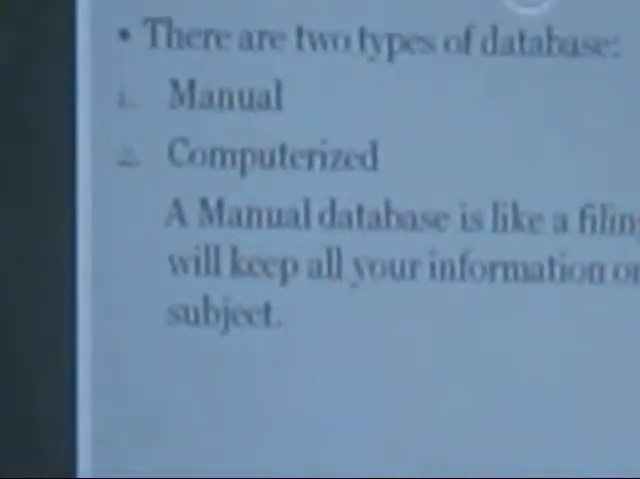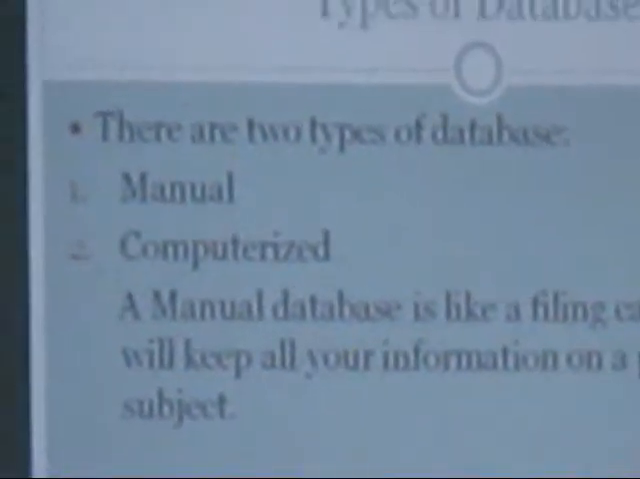If you have been following carefully, you realize every database will store personal records, right? So we need to know what the personal records will be across the board in every institution's database, okay? There are two types of database, a manual database and a computerized database. A manual database is like a filing cabinet where you keep all the information on a particular subject.